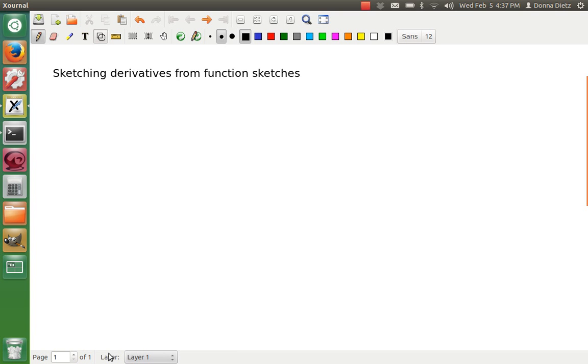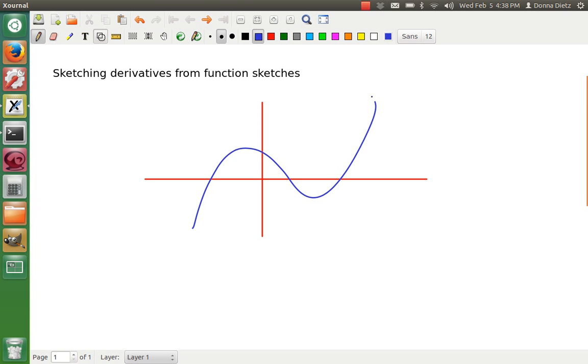This is for my students in calculus, and it's about how to sketch derivatives from function sketches. We did this in class, and I think I can give a nice little review for you guys. All right, so first of all, you might end up with a curve that, let's say you have a cubic of some sort. But it's not necessarily a cubic, but it looks cubic-like.